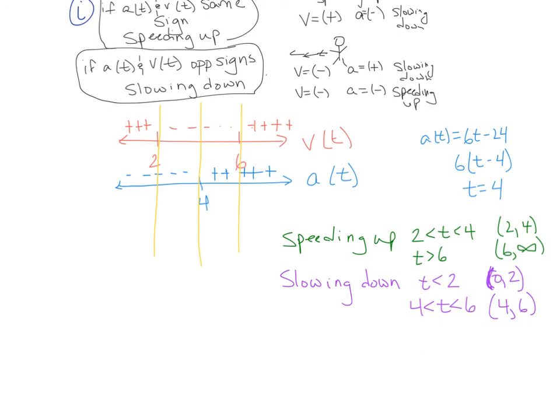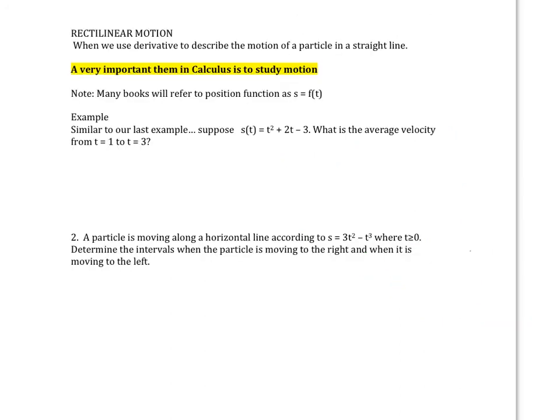All right, so now let's go on to the next thing that we're going to talk about, and it's rectilinear motion. Here we use the derivative to describe the motion of a particle in a straight line. This is what we've been doing, and it's a very important theme in calculus to study motion. Many books refer to a position as S of t, I've told you that. They'll say sometimes F of t or X of t.